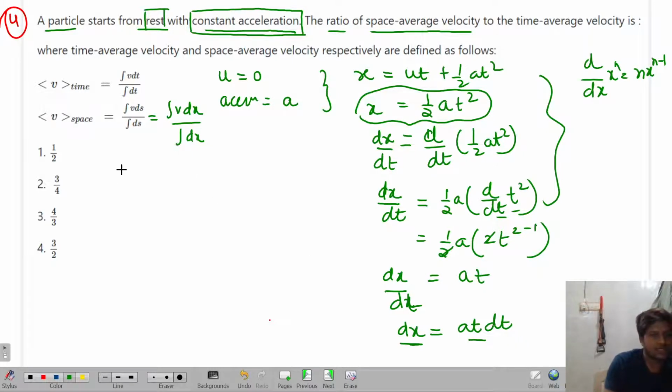Okay. So look over here. I can write this as v of a space, means average velocity in space. It is equal to what? Integral. What I have got as dx: v into at into dt divided by integral at into dt.